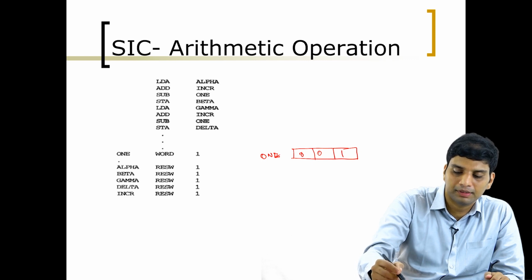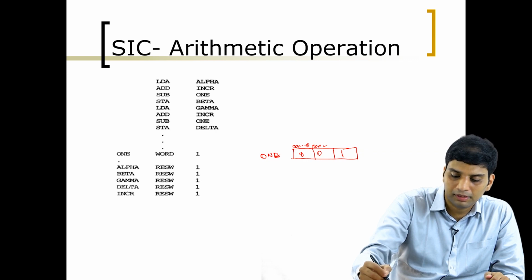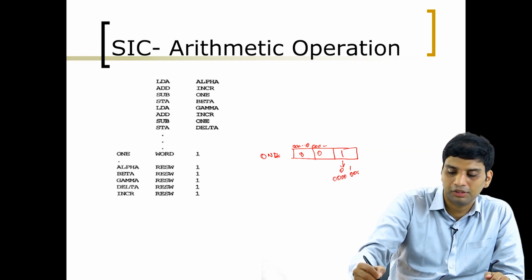So 0 will be represented in 8 bits actually. So 8 times 0 will come. Here also 8 times you will get 0. But 1 will be represented as 0 and 1. So 1 is represented as 0, 1. So 0 will be represented 4 times, and 1 will be represented as 0, 0, 0, 1.